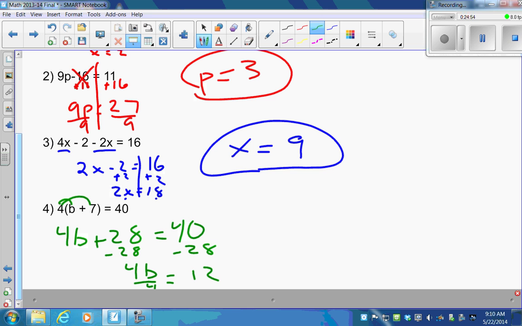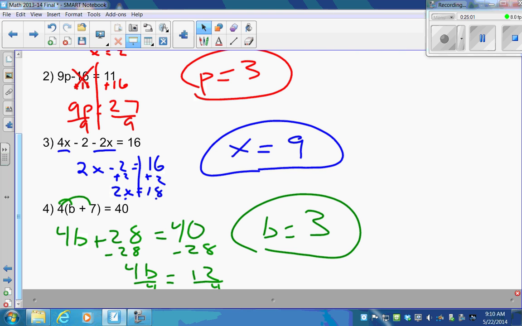Divide by 4, divide by 4. B equals 3. Again, I moved fast. I know that. But if you can do all these, you will be so unbelievably prepared for the test and you will ace the algebra part of this test.